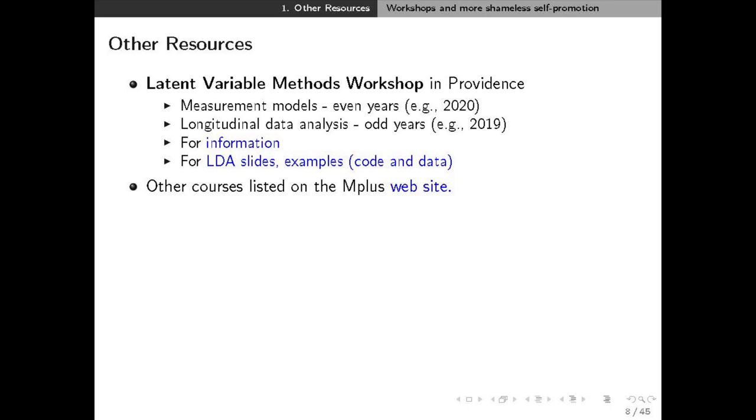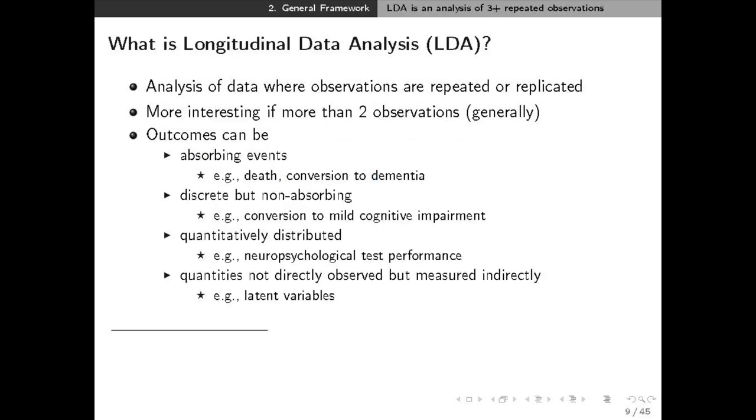Tonight, I'm just going to give you a Bengt Muthén style survey of all the cool things we can do with Mplus and longitudinal data analysis. So what's longitudinal data analysis? Longitudinal data analysis is analysis of data where you have observations on people that are repeated or replicated. Longitudinal data analysis is usually more interesting when you have more than 2 observations per person.